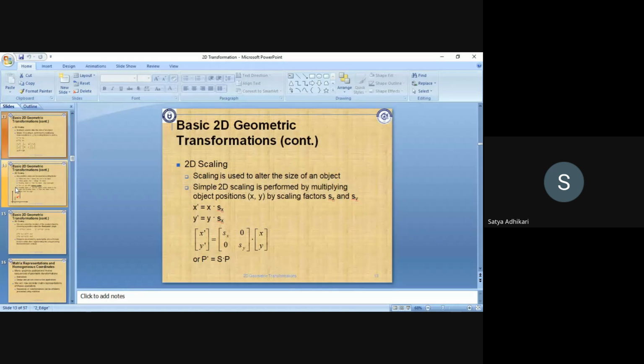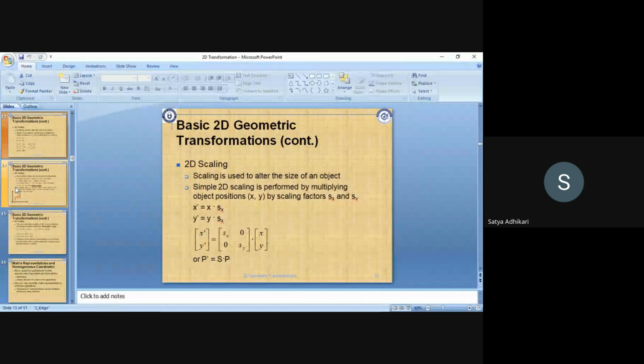2D scaling is performed by multiplying object position x, y by scaling factors. Sx is the scaling factor along the x-axis, and Sy is the scaling factor with respect to the y-axis. The new coordinate of a particular point, suppose a point is at x, y, the new point x dash, y dash will be formed by the following formula: x dash equals x into Sx and y dash equals y into Sy.